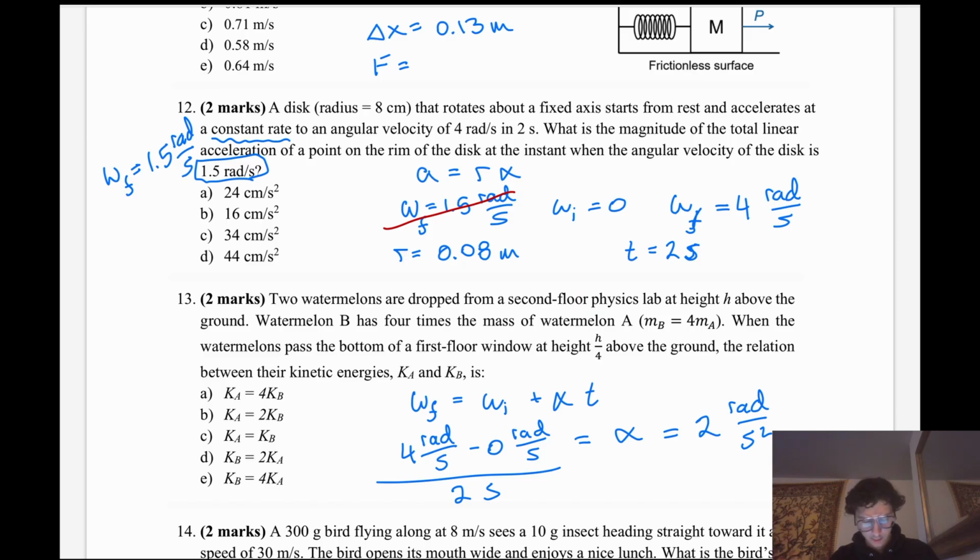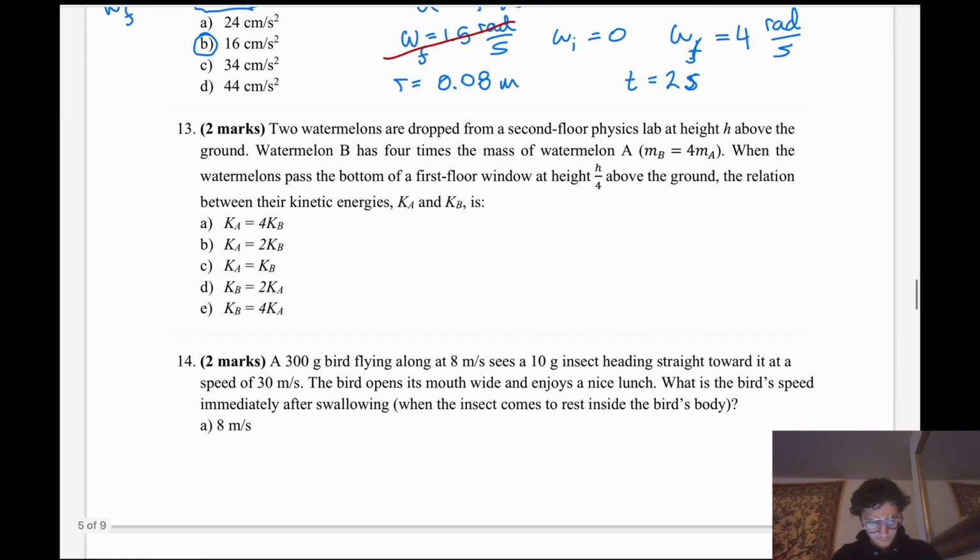Let me pull out a calculator real quick. 0.08 times 2, 0.16. And that's meters, so I think this is the answer. I think this is the answer, but not sure. All right, we're gonna leave it at that.